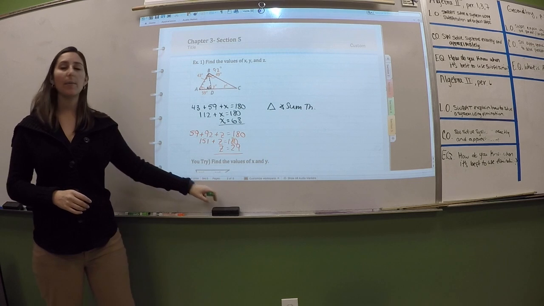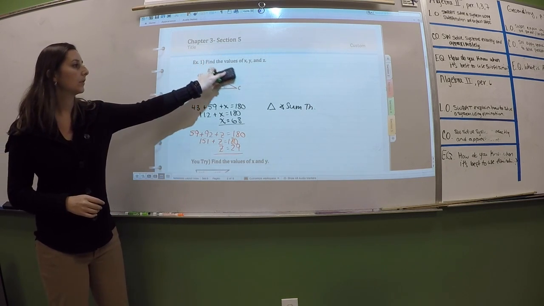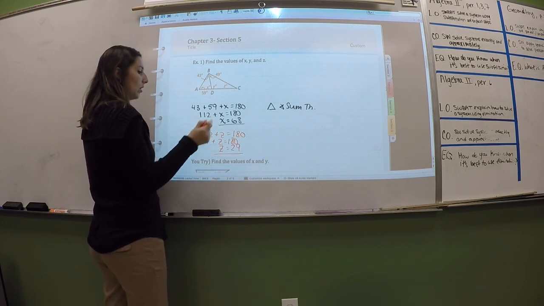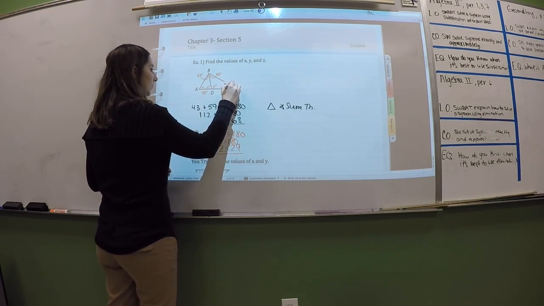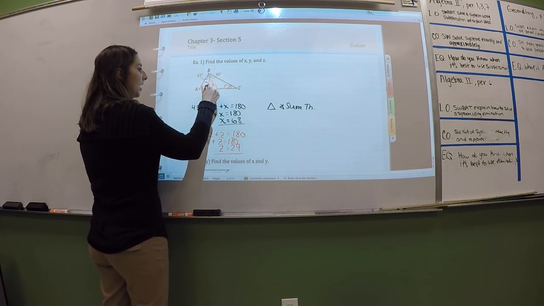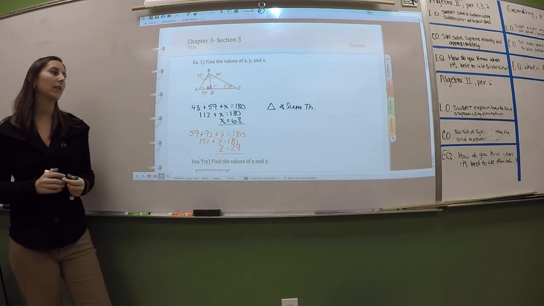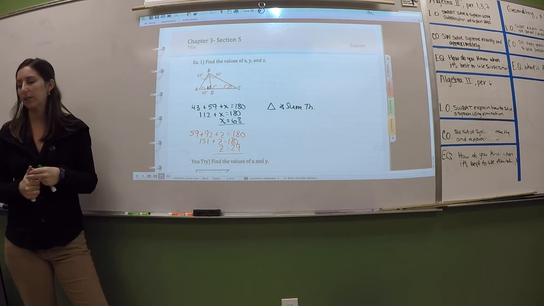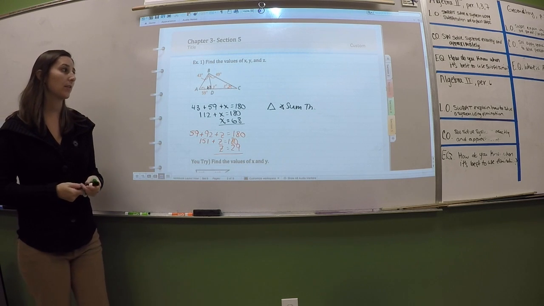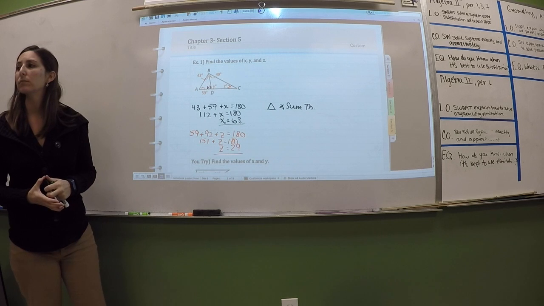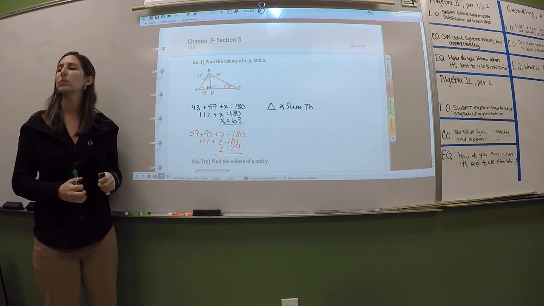Quick question. For y, could you do 43 and then just do like alternate interior in this one? Okay, hold on. So x is 68. There are no parallel lines in here, so we can't use any of those theorems like alternate interior. There is another way to find y. Is there a variation of all of them specifically for triangles? Can you just do the same thing?